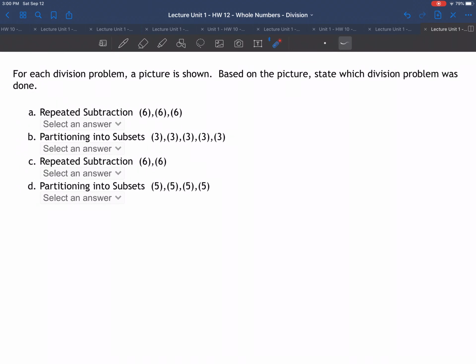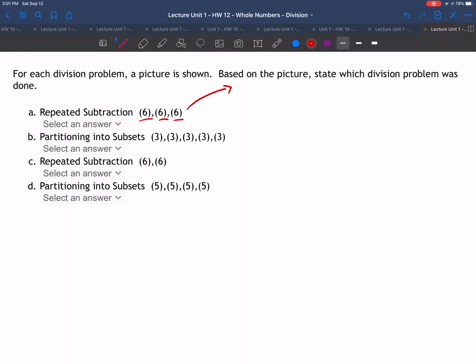Here's an example in which we have a picture of several division problems. It's just a picture with numbers, kind of a simple picture. Based on those pictures, state which division problem was done. So what are they talking about? So they're showing 6, 6, 6 on this one. Now, what does that mean?